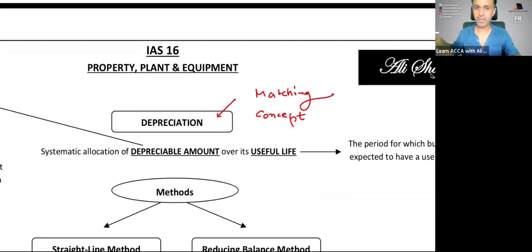Now, how does this apply to the concept of depreciation? Systematic allocation of depreciable amount over an asset's useful life. This is the bookish definition, which again, I will not want you to cram. Rather, understand the whole essence of it.